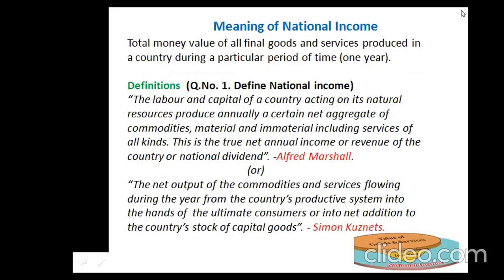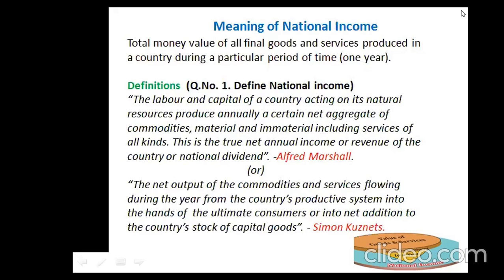Next, meaning of national income. The two lines give a simple meaning for national income. They are: national income means the total money value of all final goods and services produced in a country during a particular period of time, namely one year. That is, the total money value of all goods and services produced in an economy is calculated. This is called national income.